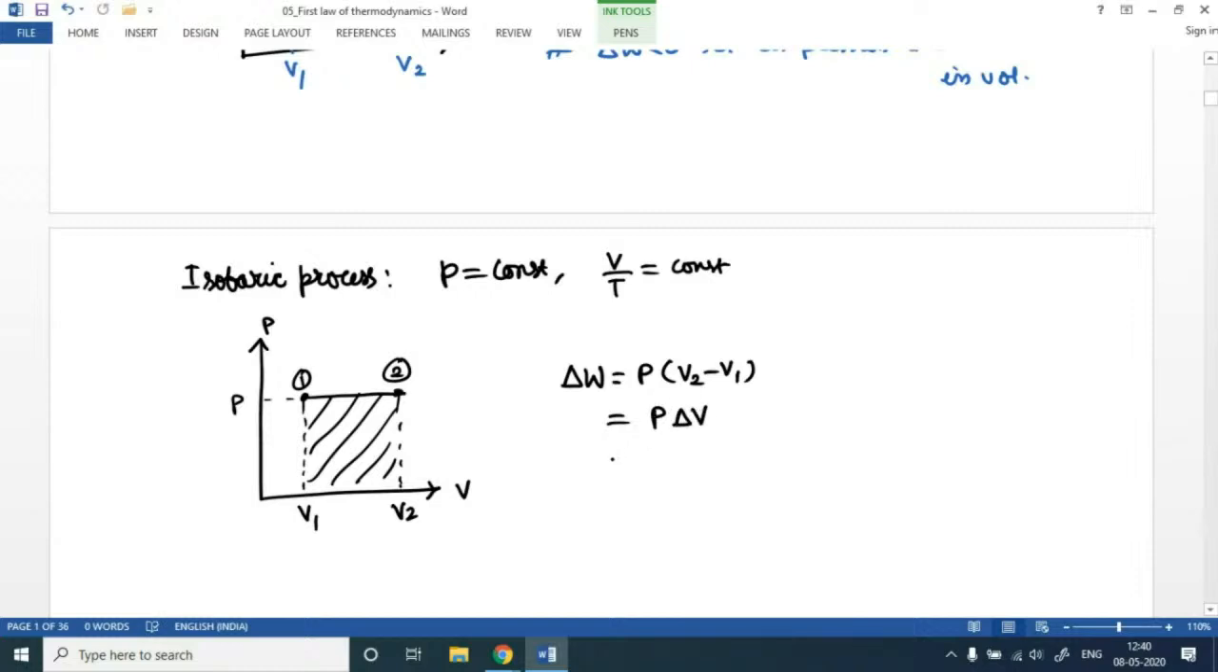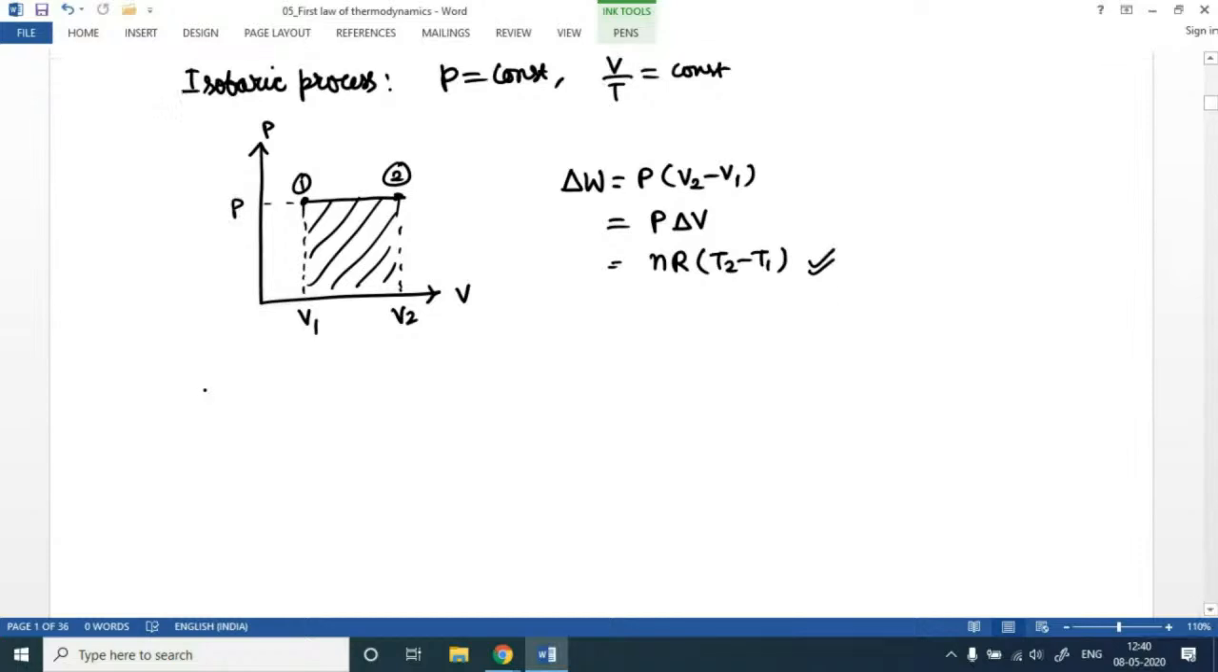Or you can also write that P V2 is nothing but nRT2, and P V1 is nothing but nRT1. So you can also write it as nR times (T2 minus T1), or simply nR delta T. So for an isobaric process, the work done by the gas will be given by this expression.